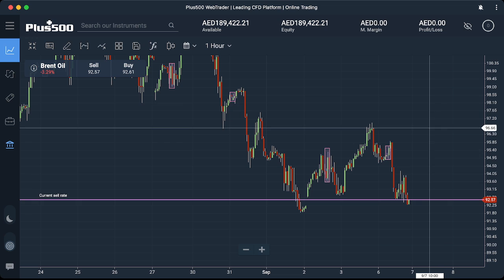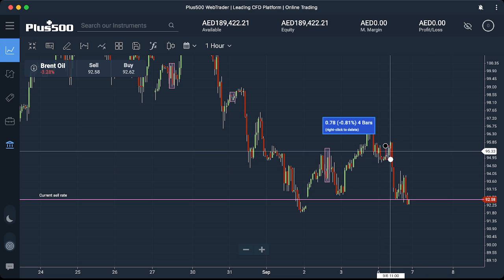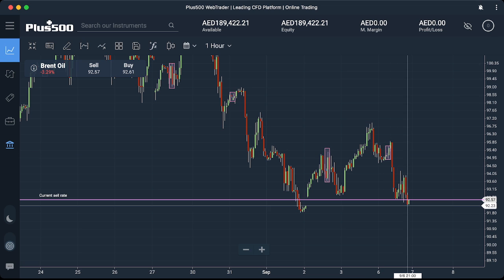this is a magical formation. Again, this bullish second one engulfing the previous one. Market pushing to the downside.